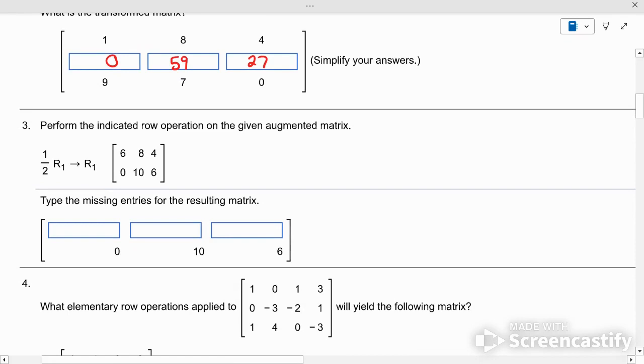All right. So, what does this tell me to do on number 3? Yep, multiply row 1 by 1/2 and replace that row with what I get. So it's 3, 4, 2. I'll turn off my 70s music for a second.